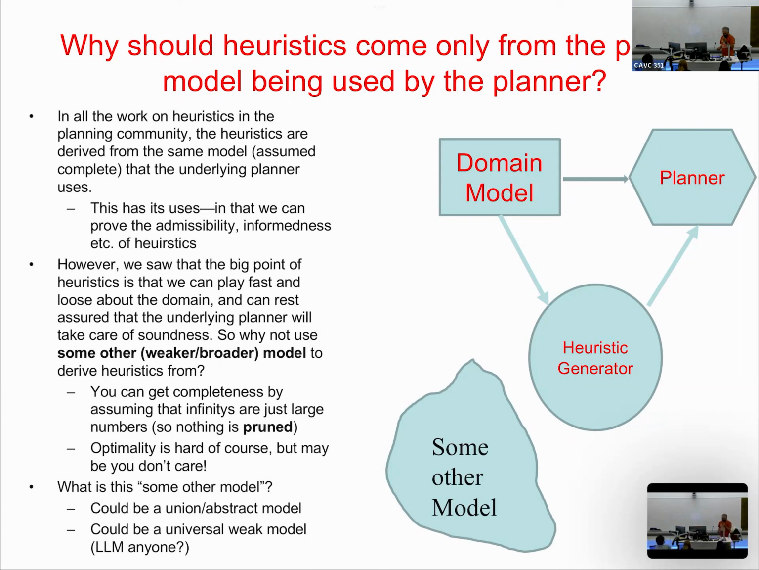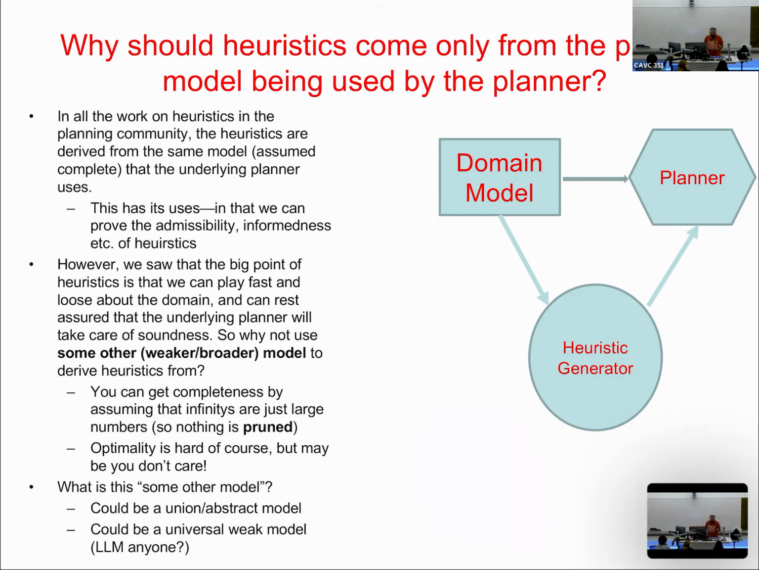Okay. So I want to ask you the following question. This is generally about heuristics. Why should heuristics come only from the precise model being used by the planner? That's what we did till now. Basically, the domain model is going into the planner. There is a heuristic generator which takes as input the same domain model.